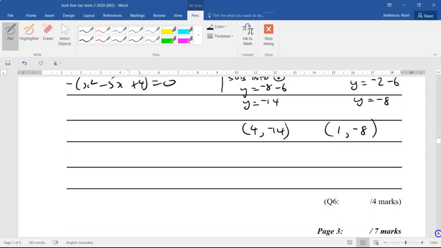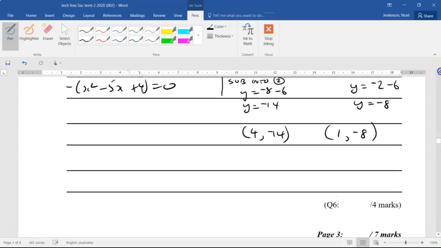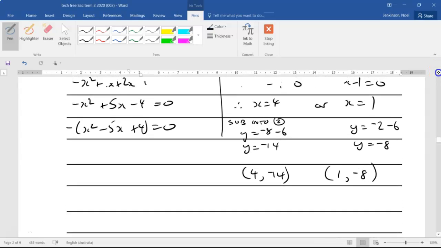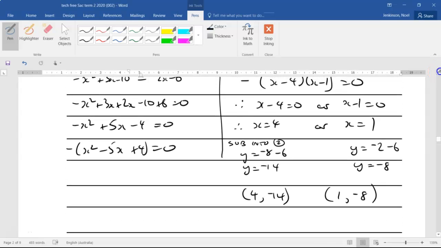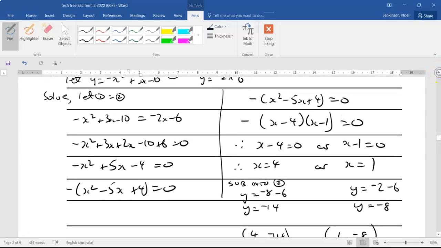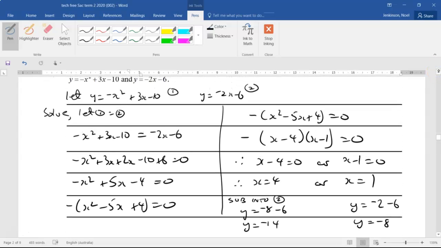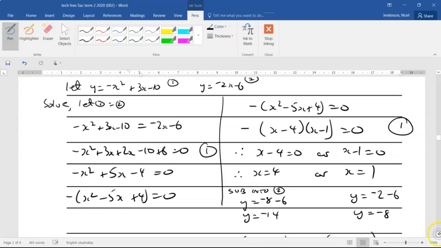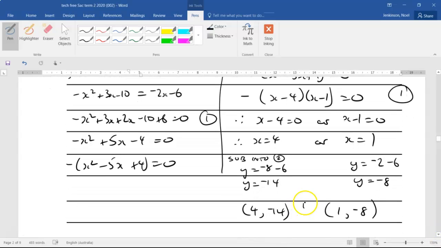Had lots of lines, didn't check, should have. 4 marks. 4 marks is probably not enough for that question. You could easily have got more. I reckon there would be 1 for this working over here where you equated the two equations to solve. I reckon there'd be 1 for where you factorized, and then I'd probably just give 1 for each of the answers for the 4 marks.